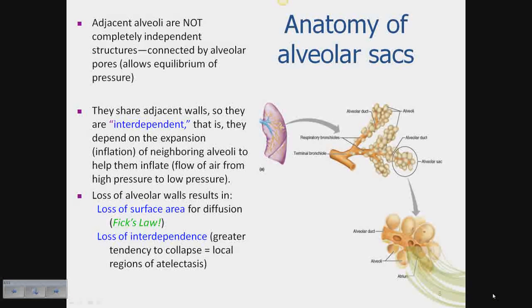If you look at the bottom right picture, you see these interalveolar pores, and this means that air can flow from one alveolus to an adjacent alveolus without having to go back out to the atrium of an alveolar sac. They don't have to go out into the main air passageway. So this interdependency means that when one alveolus inflates, it will help a neighboring alveolus to inflate because, of course, air will flow from high pressure to low. The loss of alveolar walls means that we're going to lose surface area. We've already addressed that. But we're also going to lose this interdependence, which means we're going to see a greater tendency for alveoli to collapse, which means atelectasis.